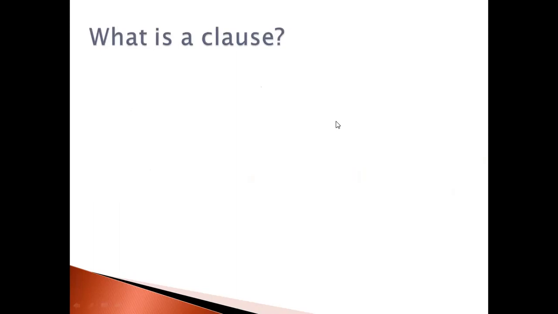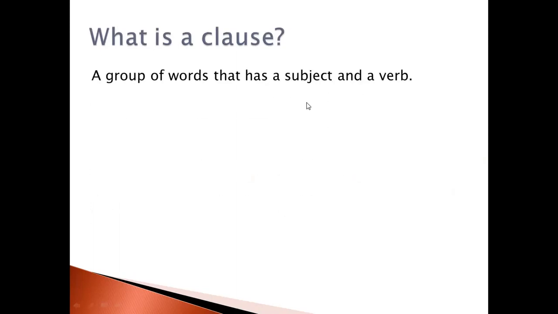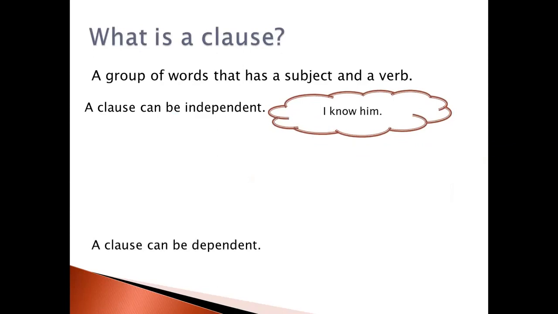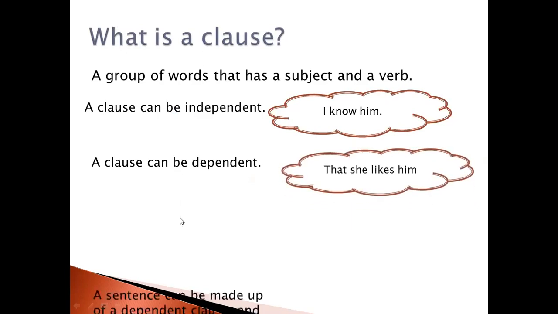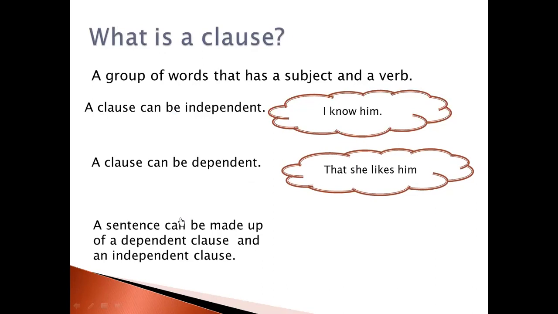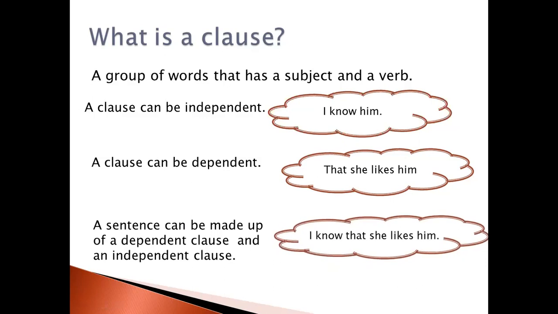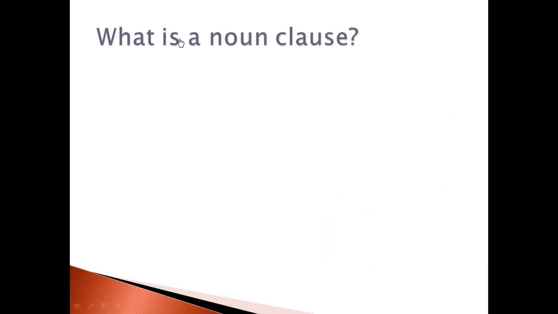Now, what is a clause? A clause is a group of words that has a subject and a verb. A clause can be independent, which means that it can stand on its own as a complete sentence with a complete idea, like saying, I know him. A clause can be dependent, which means that it cannot stand on its own and it doesn't have a complete idea, like saying that she likes him. Now, a sentence can be made up of a dependent clause and an independent clause, just like saying, I know that she likes him.